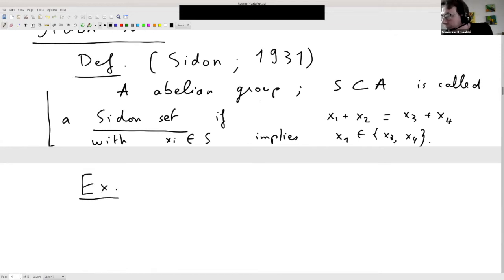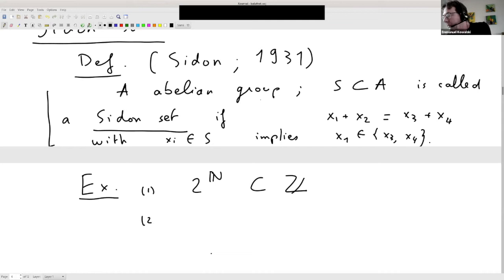So basically the example that Sidon used would be something like 2 to the power n, or 3 to the power n for any integer. That's an easy example. That's a very sparse Sidon set in the sense that the number of elements up to a bound is just logarithmically growing with the bound.